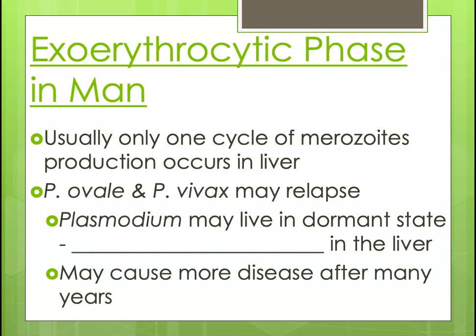Usually only one cycle of merozoite production occurs in the liver, meaning there's only one cycle of this maturation. You don't usually have continual reproduction of the malarial parasite inside the liver cells. However, with two of our species, Ovale and Vivax, patients have known to relapse. So sometimes with these particular species, the plasmodium may live in a dormant state called hypnozoites in the liver cells, which can cause a relapse years later.